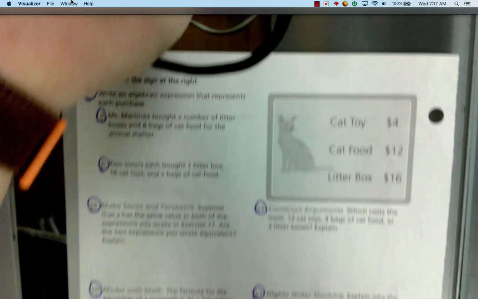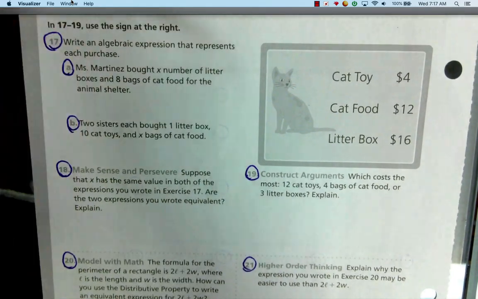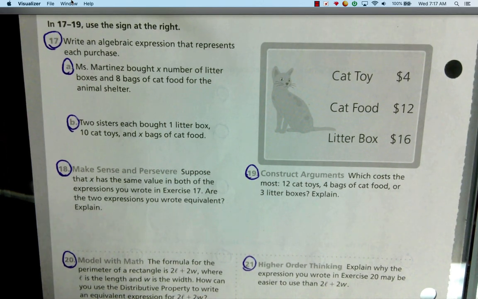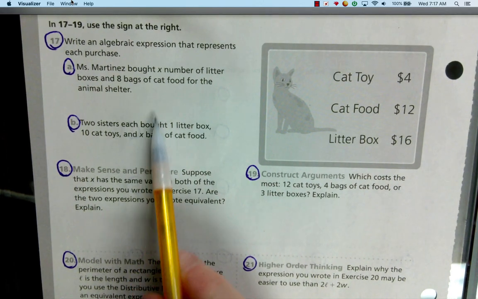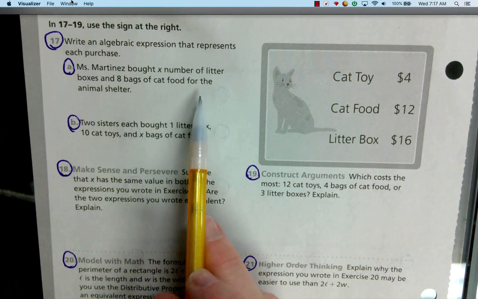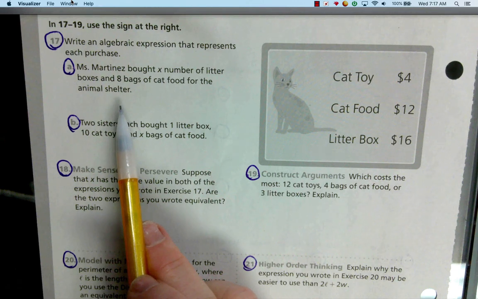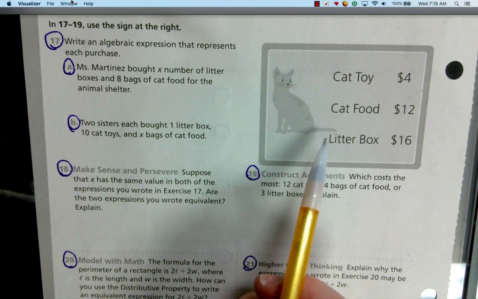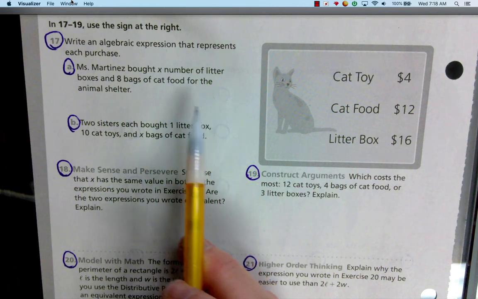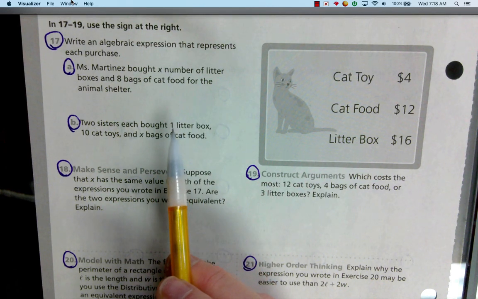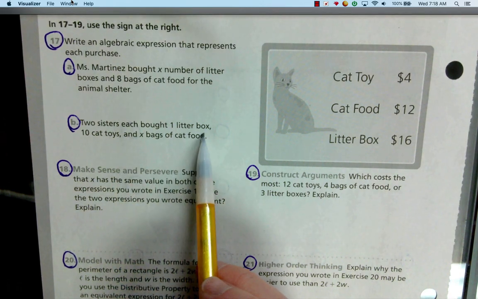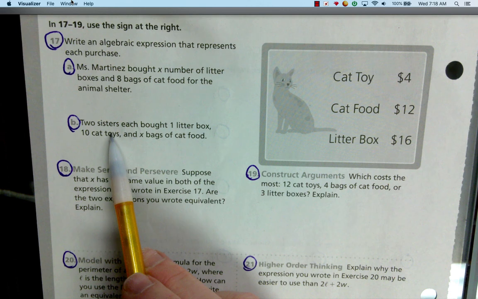Okay. So number 17, write an algebraic expression that represents each purchase. Okay. So Miss Martinez bought X number of litter boxes and 8 bags of cat food for the animal shelter. So again, similar to what we just did on 15, write an expression. You need to do this on your own. And then 2 sisters each bought 1 litter box. So how many people? 2.